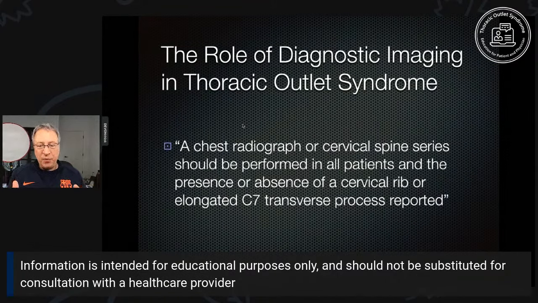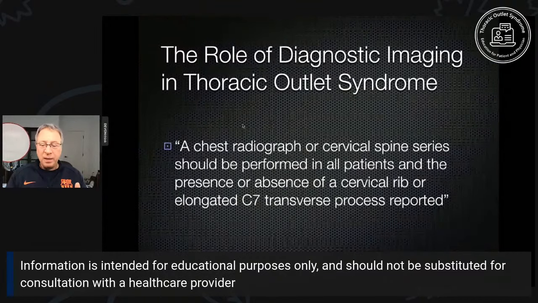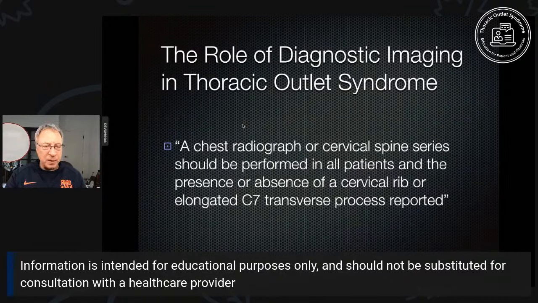A chest radiograph or cervical spine series should be performed in all patients, and the presence or absence of a cervical rib or an elongated C7 transverse process should be reported. That's all well and good. Cervical ribs may cause TOS, but an X-ray can't show the brachial plexus. It can't show the subclavian artery or the subclavian vein. So we have no idea whether any of those structures is being affected by a cervical rib.